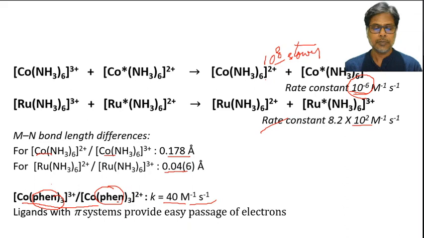Ligands with pi systems provide easy passage of electrons. So that's the main reason why the rate constant of this reaction is high.